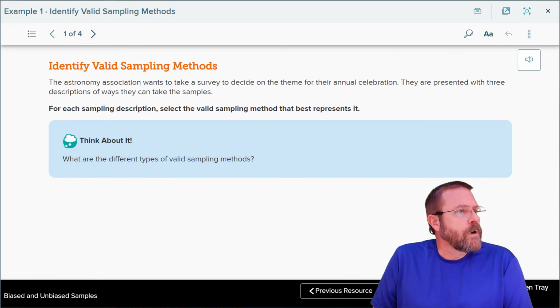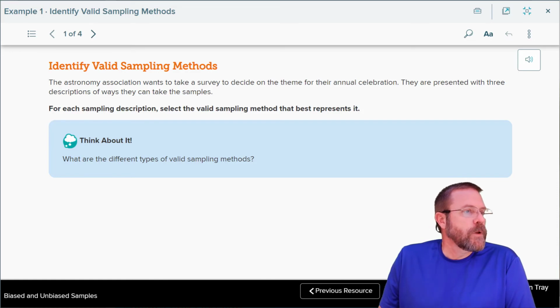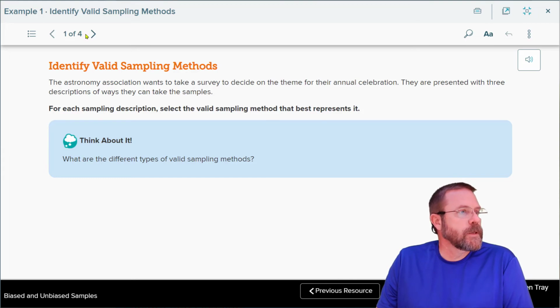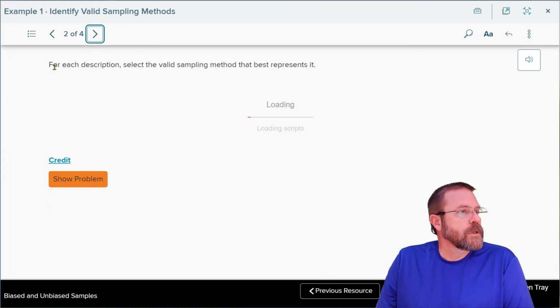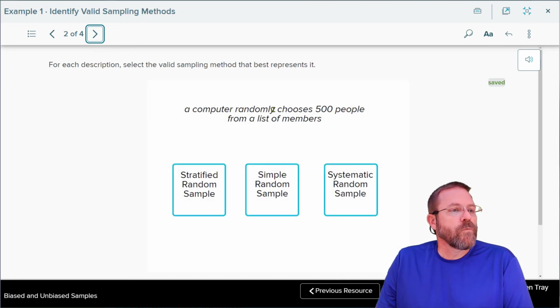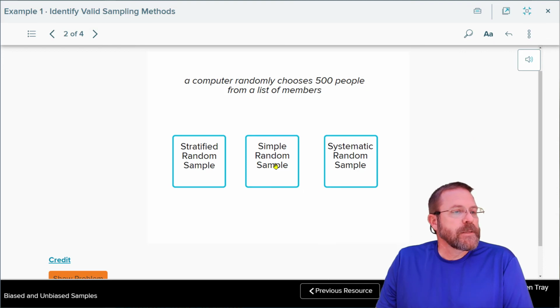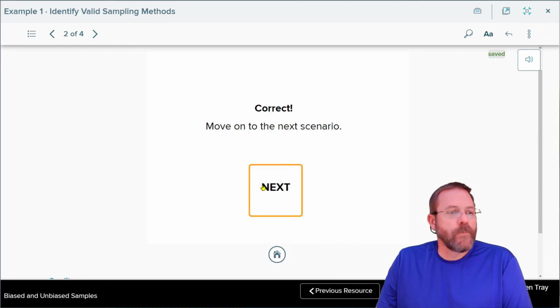For example 1, the Astronomy Association wants to take a survey to decide the theme of the annual celebration. They are presented with 3 descriptions of ways that they can take the samples. For each sampling description, select a valid sampling method to represent it. So, our first option says, yep, that's what we just said here: a computer randomly chooses 500 members from the list. That is going to be a simple random sample.